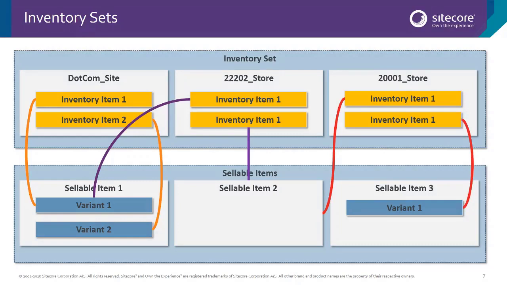Now let's ignore the inventory for everything but variant 1 of sellable item 1. Using the Commerce Business Tools or the Experience Commerce API, you can transfer inventory from the .com site to, in this case, the 22202 store if you want to move inventory in order to sell it in the real world. The same could be used if you wanted to transfer inventory from one distribution center to another, or if you wanted to transfer inventory on paper from your distribution center to a particular allocation that does not do real-time checking against your inventory system.